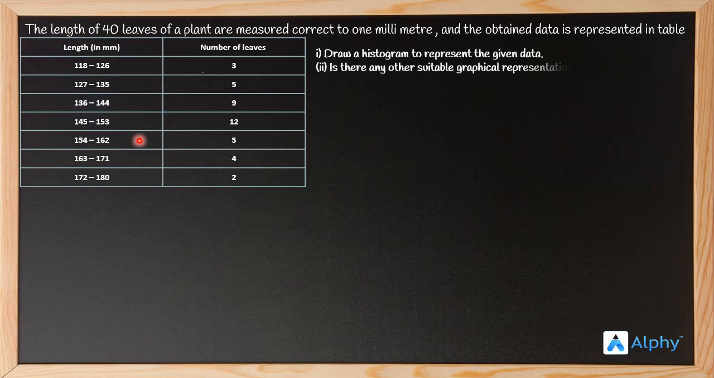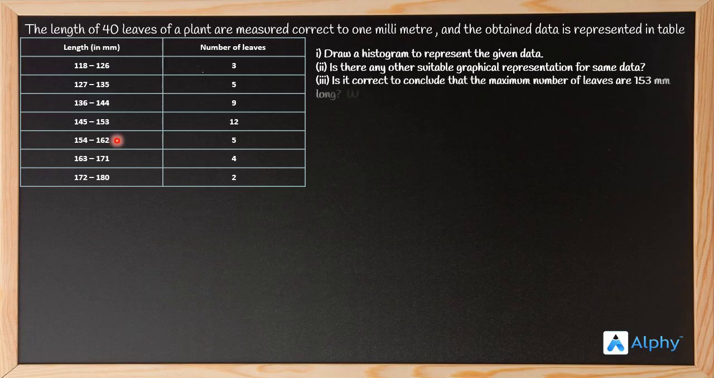Is there any other suitable graphical representation for this same data? Is it correct to conclude that the maximum number of leaves are 153 mm long?